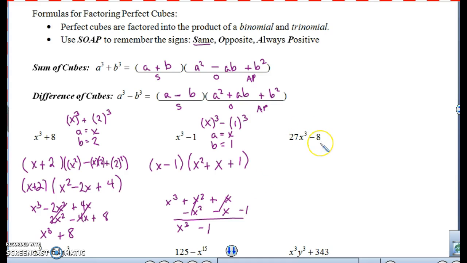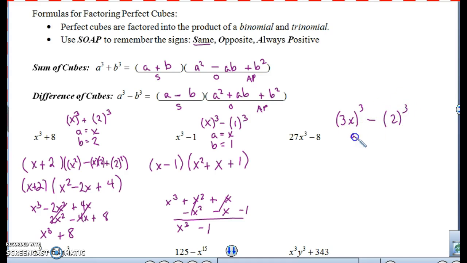27x cubed minus 8. Well, 27 is a perfect cube, x cubed is a perfect cube, so that makes the whole thing a perfect cube. And then 8 is a perfect cube. Now, let's write these as cubes. So 27x cubed is actually 3 cubed x cubed. So this is 3x quantity cubed. 3 cubed, x cubed. There's 3x quantity cubed. So you take 3x times 3x times 3x, it's 27x cubed. And 8 we did back here, we know is 2 cubed.